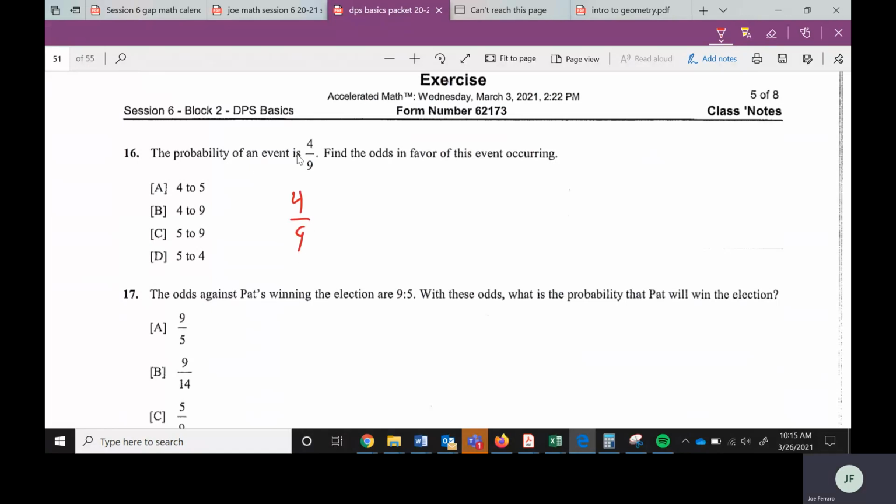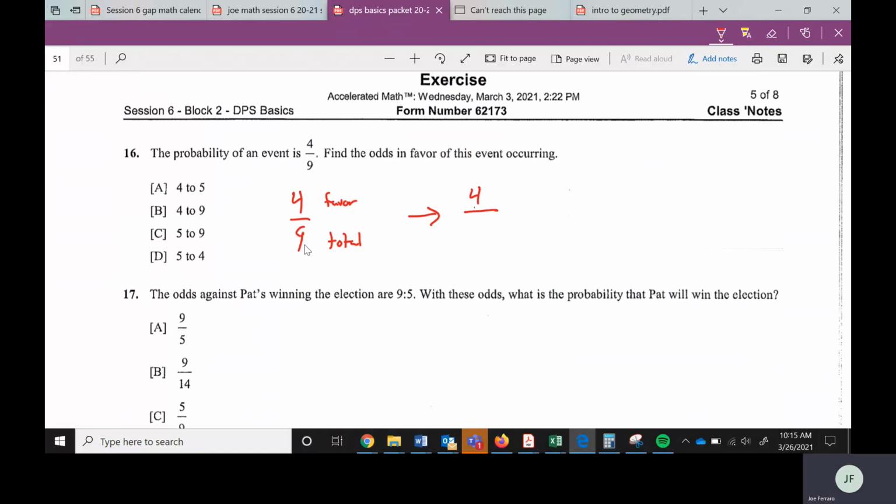So the probability of an event happening is 4/9. That means 4 favorable over 9 total, because it's probability. Now they want this as odds. They want odds in favor. Okay, so they're keeping it the same. They're not changing it to the opposite. If they said odds against, then we would have to switch it around. I can talk about that in a second. But if they said odds in favor, that's still 4.